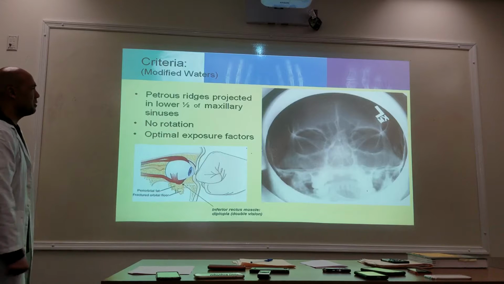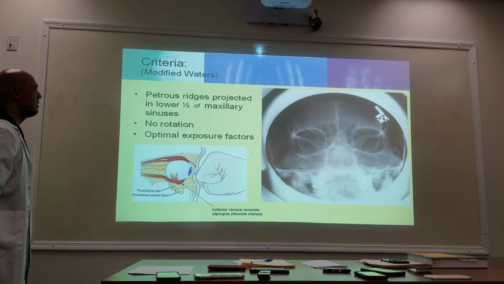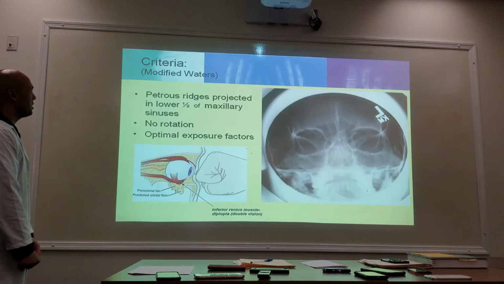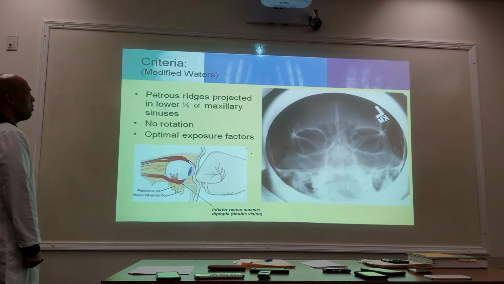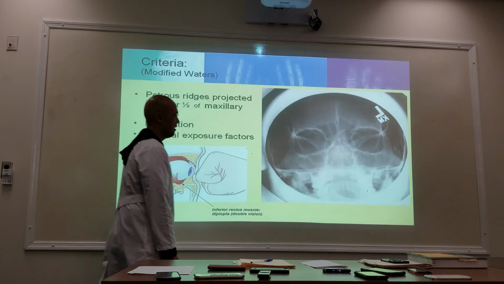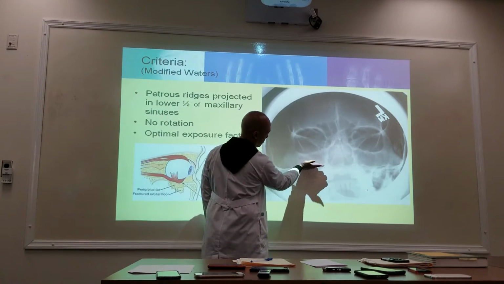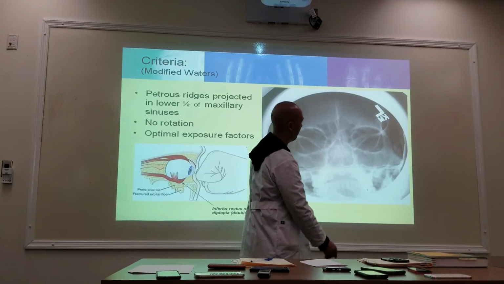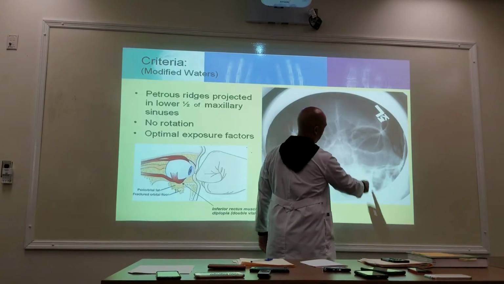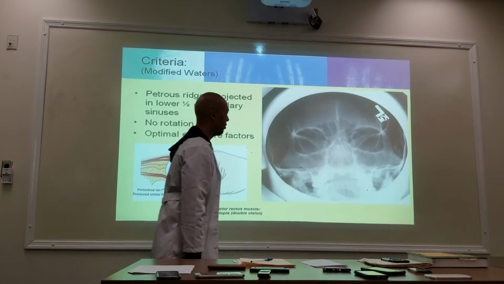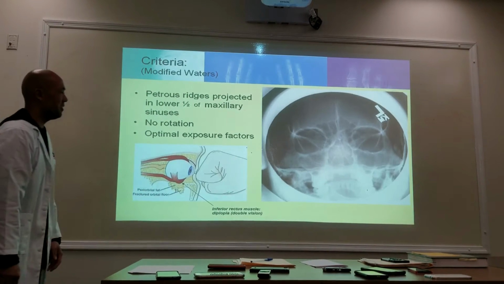It actually looks somewhat rotated. You guys agree? Yeah, it's a little bit off. Okay, so petrous ridges now are going to be projected in the lower half. So here is your maxillary sinus. It's going to be projected in the lower half. Lower half. Except here it looks like it's lower third, but it should fill the lower half.